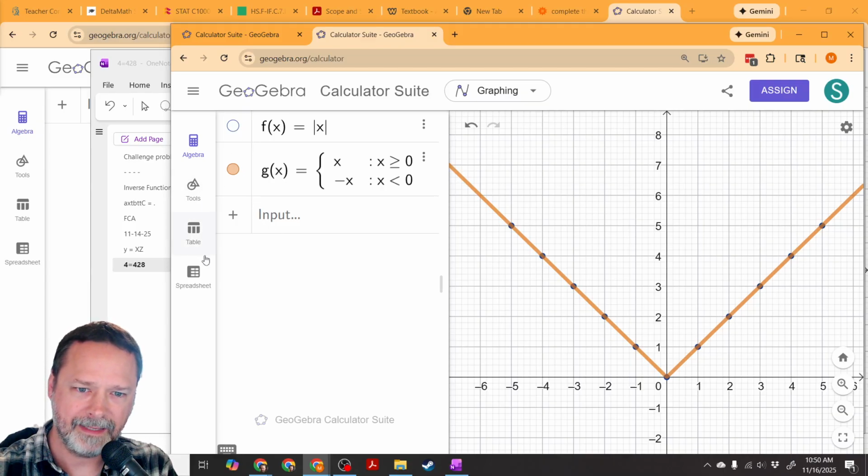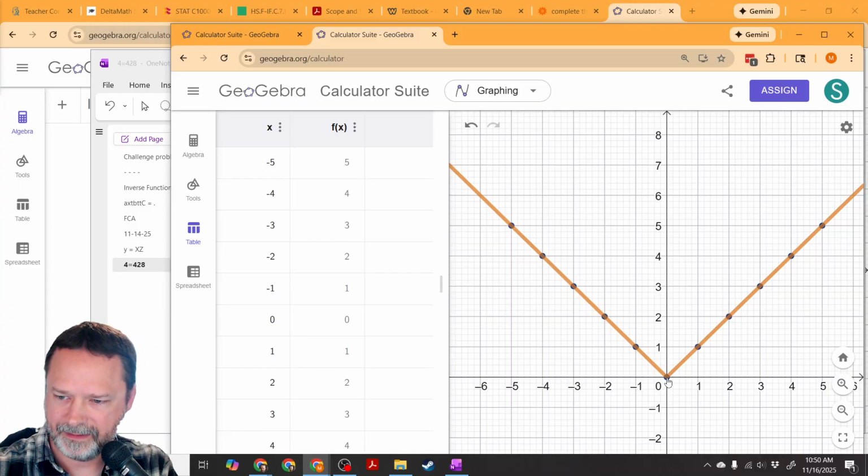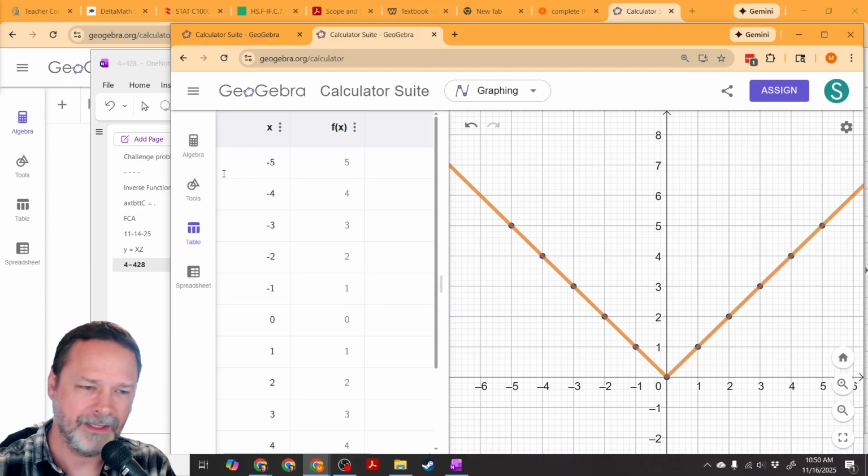And that's it. So here's one last look at the table. And again, just note, it's y equals x to the right, y equals negative x on the left. And it creates a V, the vertex being at 0, 0. So there is our parent function, our mother function for absolute value of x.